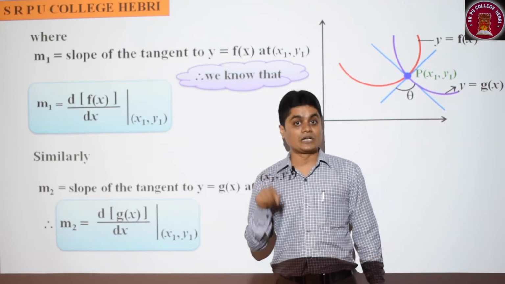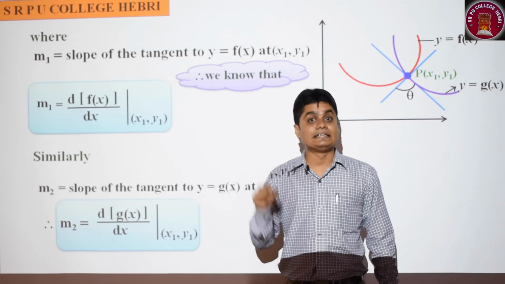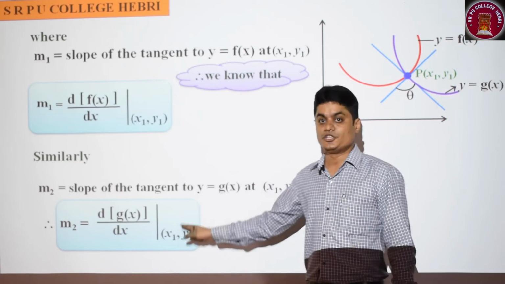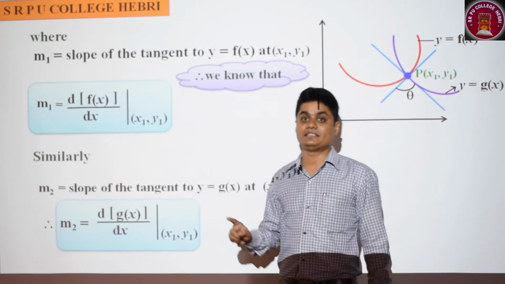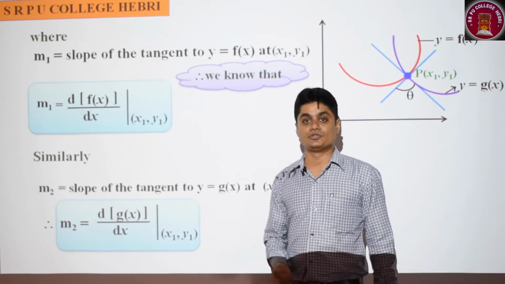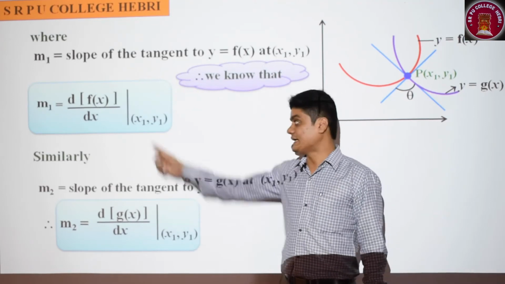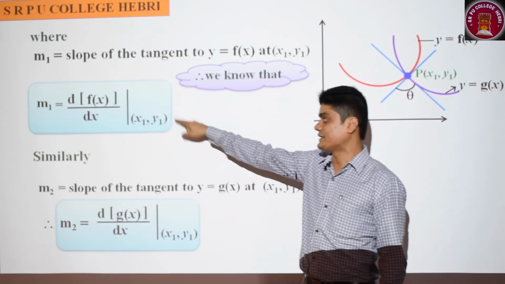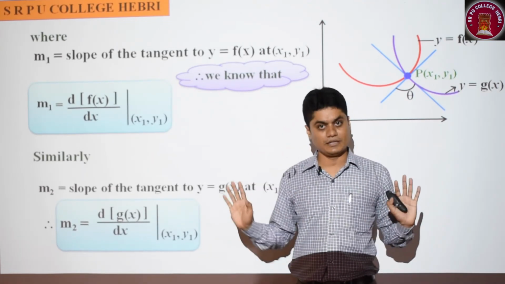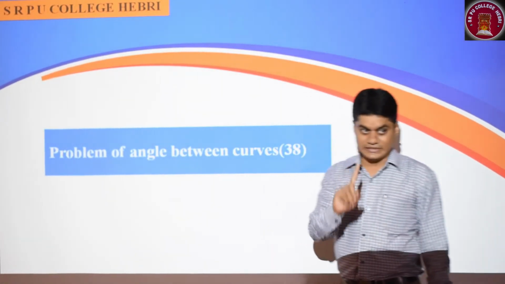I'll repeat and I'll conclude. Angle between two curves is nothing but the angle between the two tangents drawn at their point of contact. And to find the angle between the tangents, you use the formula tan theta is equal to modulus of m1 minus m2 divided by 1 plus m1 m2, which you studied in first PUC. What are m1 and m2 here? m1 is nothing but the differentiation of the first curve at x1 y1. m2 is nothing but the differentiation of the second curve at x1 y1. Done? Very good. As I told, one problem is there that I will discuss now.